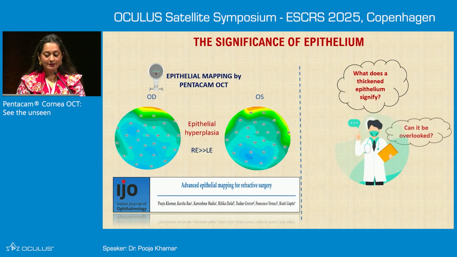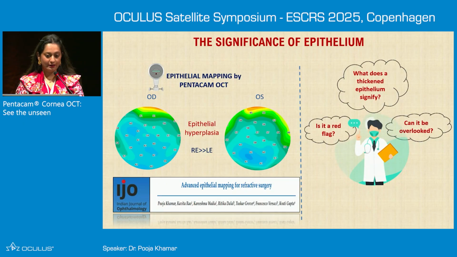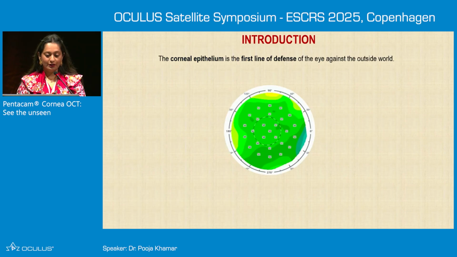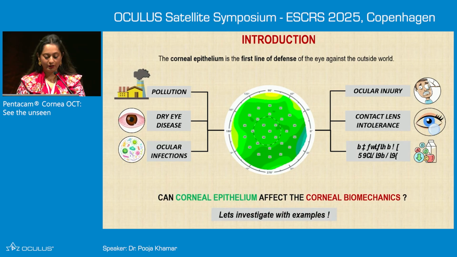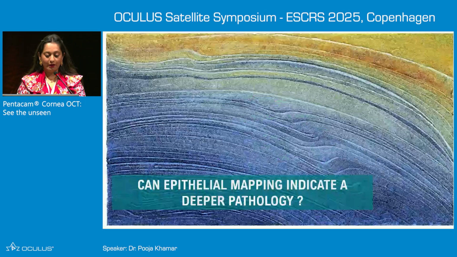Now, what does a thickened epithelium signify? Is it a red flag sign? Can it be overlooked, or should we just evaluate further? This is how a normal epithelium would look, but if there is any dry eye disease, or a past history of ocular infection or any ocular injury, or the patient has been wearing contact lenses for a very long time, or is on any eye drops for a longer time, it can affect the corneal epithelium, but not the biomechanics.